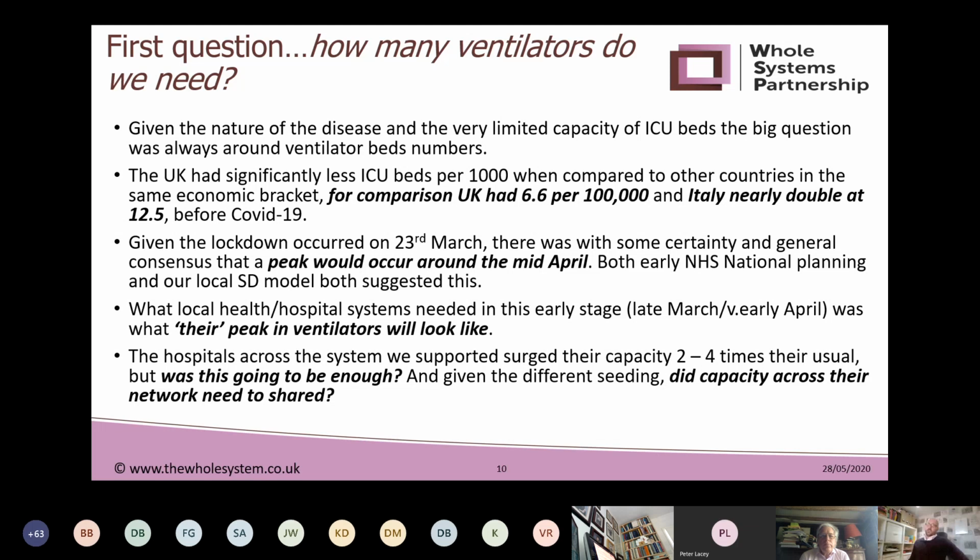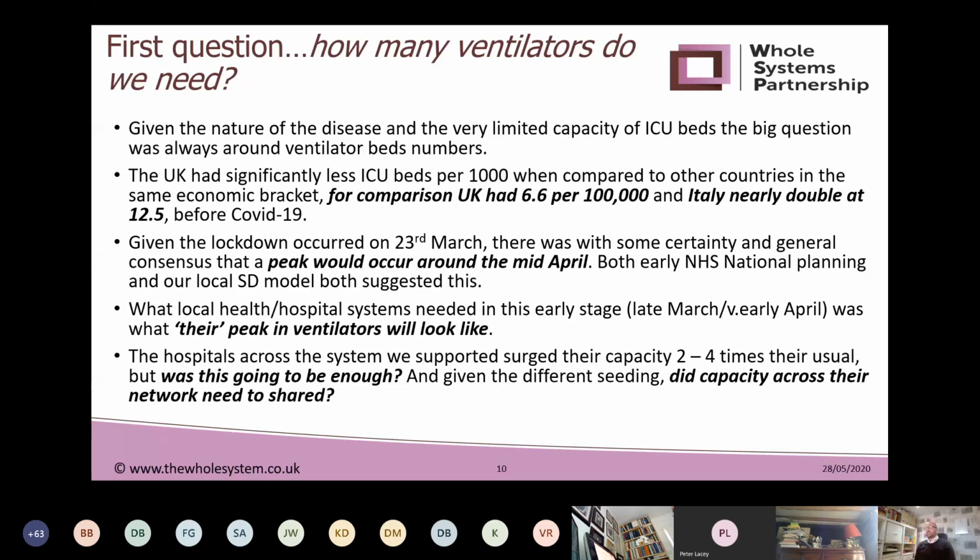So the first question in the system, at the end of March, early April, was how many ventilators do they need? And throughout the past years, the UK has had significantly fewer ICU beds per 1,000 when compared with other countries in the same economic bracket. And there's a comparison between the UK and Italy. So you can imagine there was quite a lot of nervousness that you probably all would have read about.